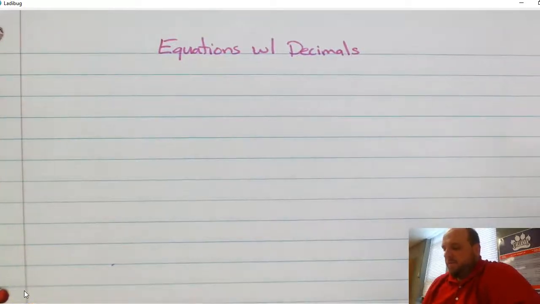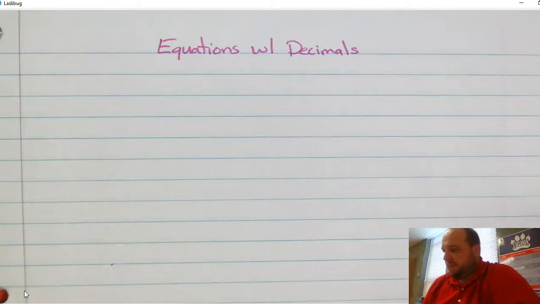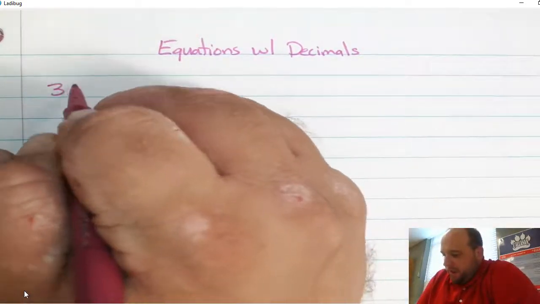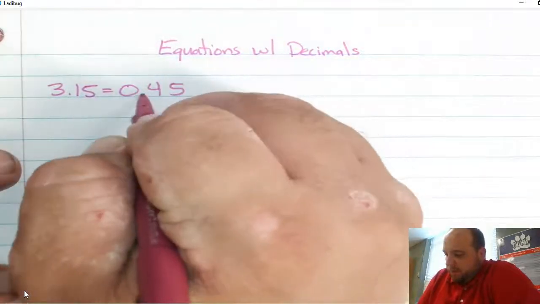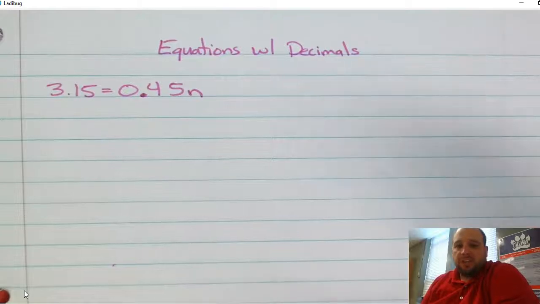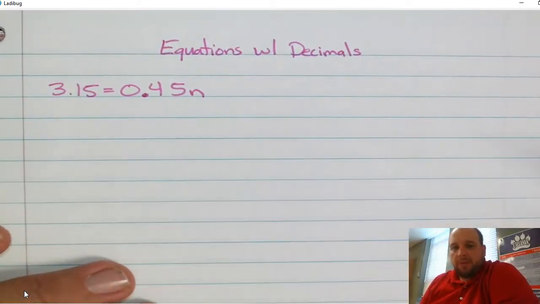All right, let's go ahead and figure out how to solve equations with decimal coefficients, okay? So the first example I have here is 3.15 equals 0.45n, all right? Slightly different than what I just did with those fractions. In the fractions, I multiplied by the reciprocal.